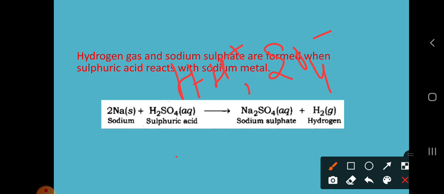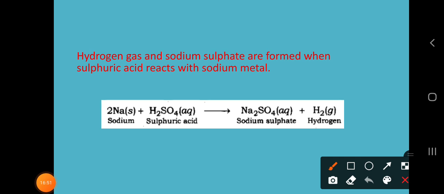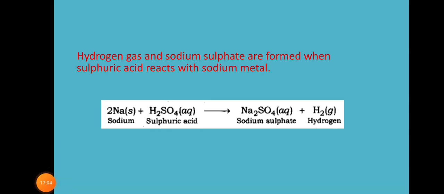So what happens? Na having the valency +1, so SO4 and Na2, to make the bond formation between the Na2 and SO4. So which answer you will get here, that is sodium is reacting with the sulfuric acid and it gives sodium sulfate with the evolution of hydrogen gas. So dear students, this is the concept of when the metal is reacting with the acid.